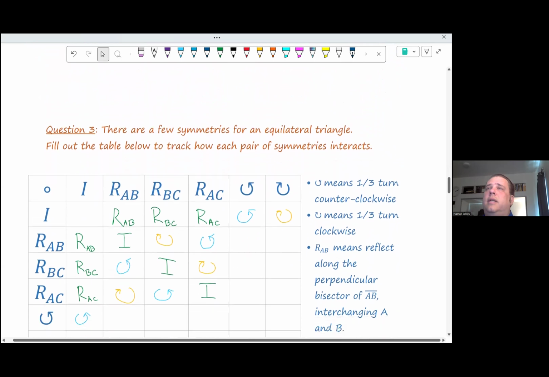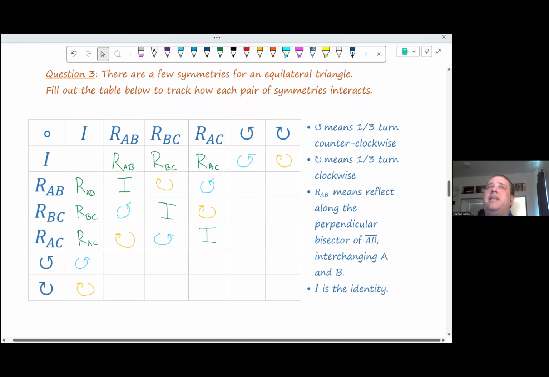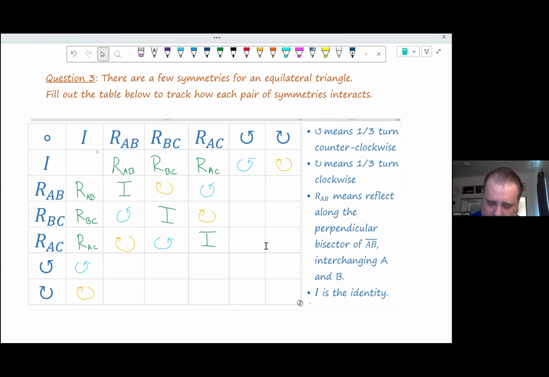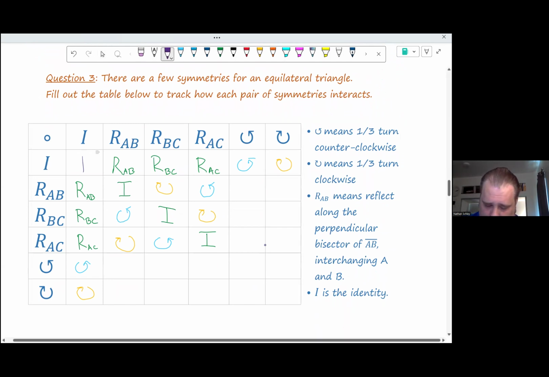And this is an exercise I will leave to you just because it's kind of fun to do. This is called a Cayley table. Sometimes people call it a multiplication table, but it means just like you would multiply two numbers, you would compose two symmetries.